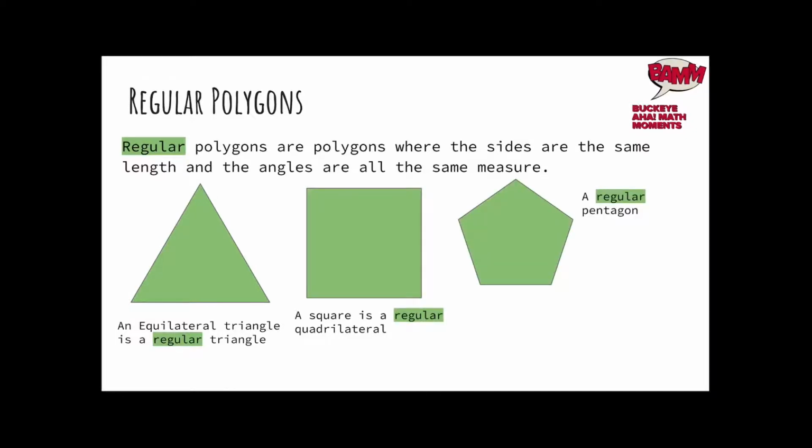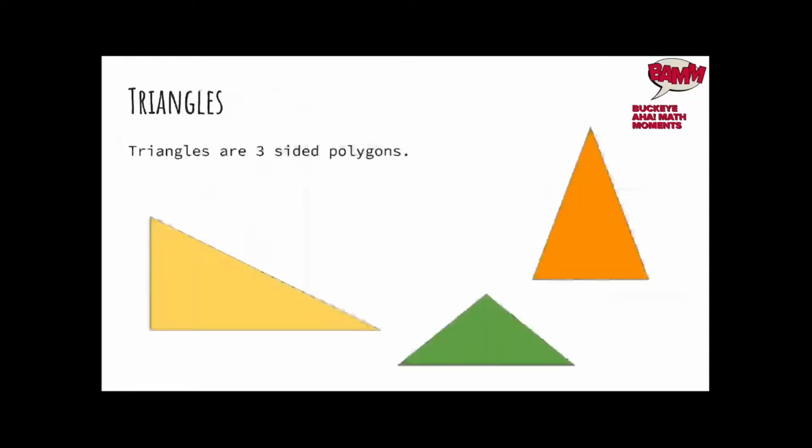Here would be an example of a regular pentagon. All 5 sides are the same length and all of the angles are the same measure. And here would be an example of an irregular pentagon, just to give you an idea. So let's have a closer look at triangles, which remember are 3-sided polygons, like these.